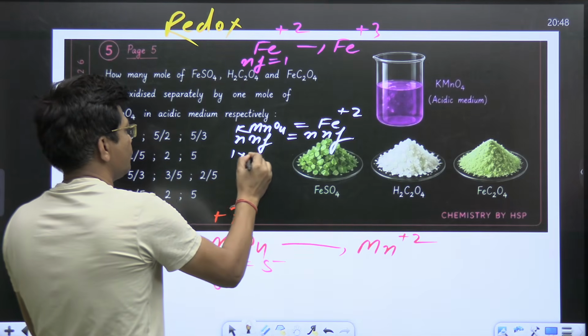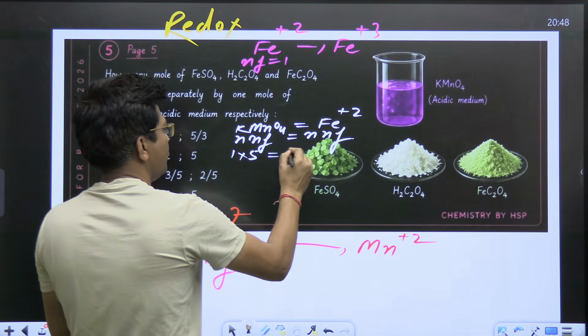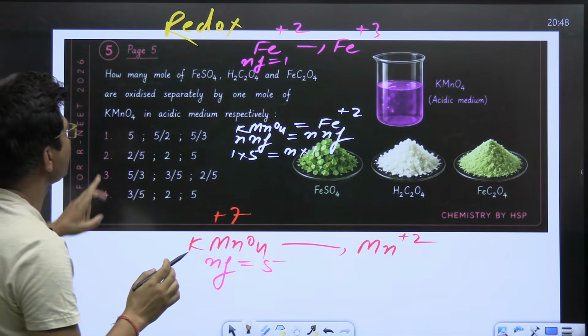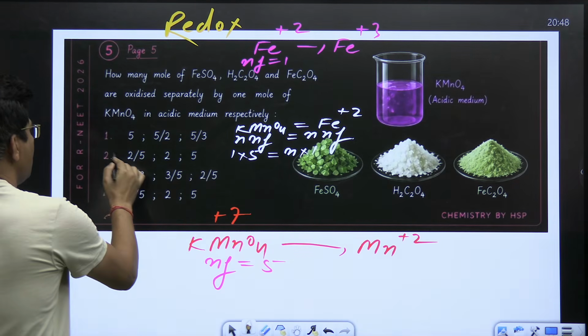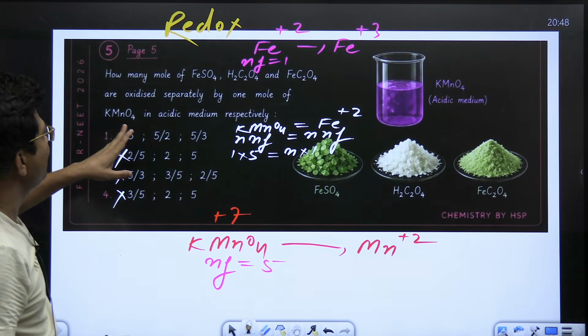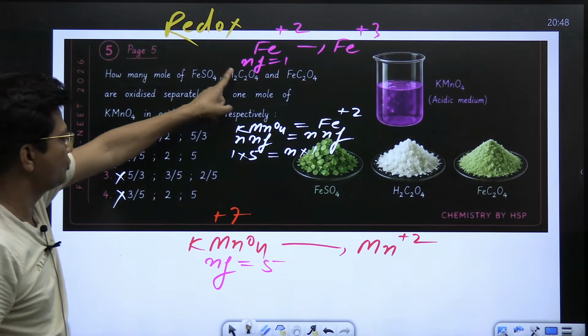So 1 into 5 is equal to, I don't know n, I know 1. So n is coming out 5. The first answer is 5. Only with 1 we are getting. But let me solve H2C2O4.